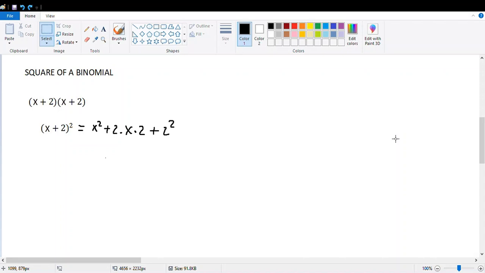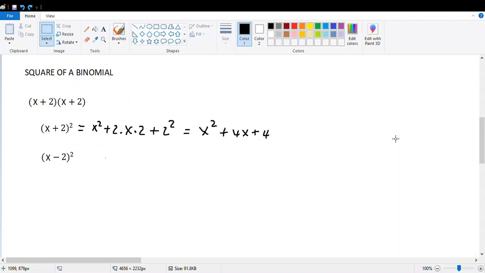Okay, now operations. x squared is not possible to operate, but the other ones we can operate. Then 2 times x times 2, of course, is 4x, and at the end plus 2 squared is, of course, plus 4, because 2 squared is 4. Okay, that's all. Let's analyze another example.